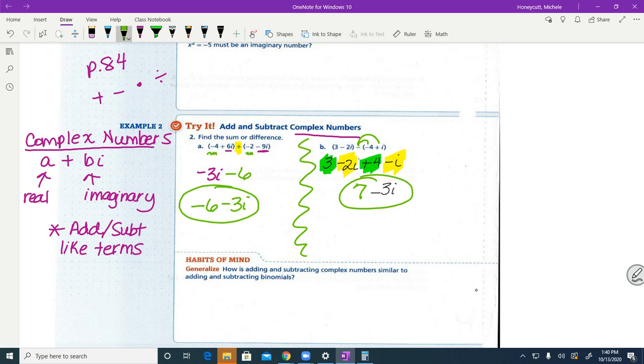How is adding and subtracting complex numbers similar to adding and subtracting binomials? We're going to add like terms. It's very similar. You're going to treat the I like an X.